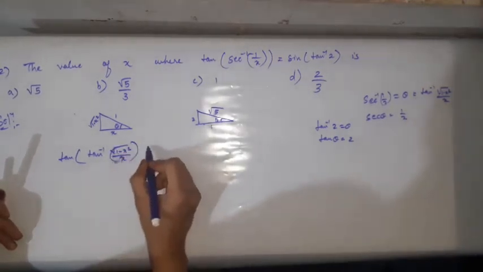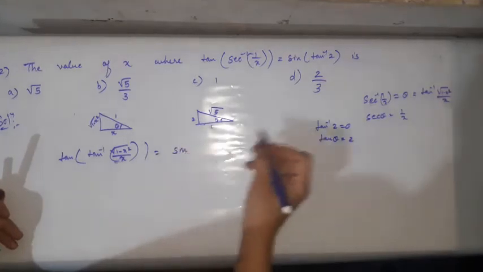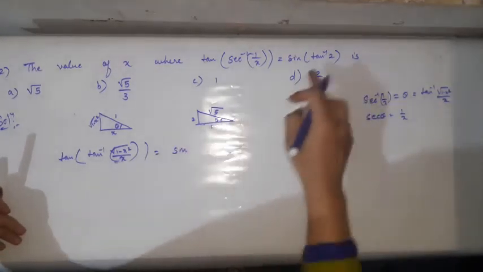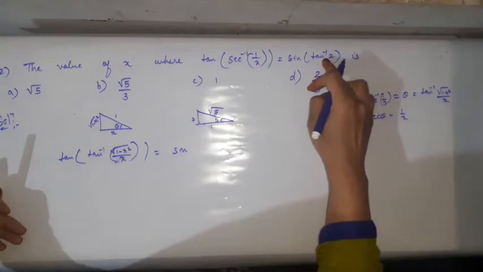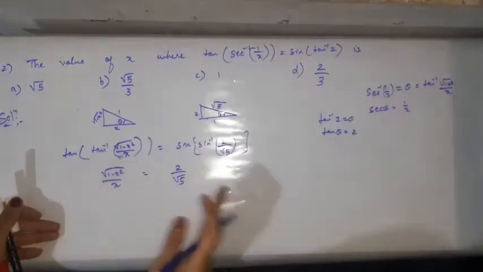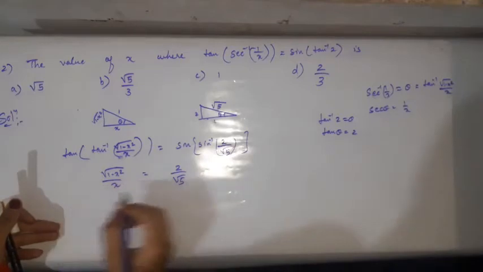This is equal to sine of, now refer the same triangle here and try to write in place of... all you need to do is just equate, cross multiply and solve it.